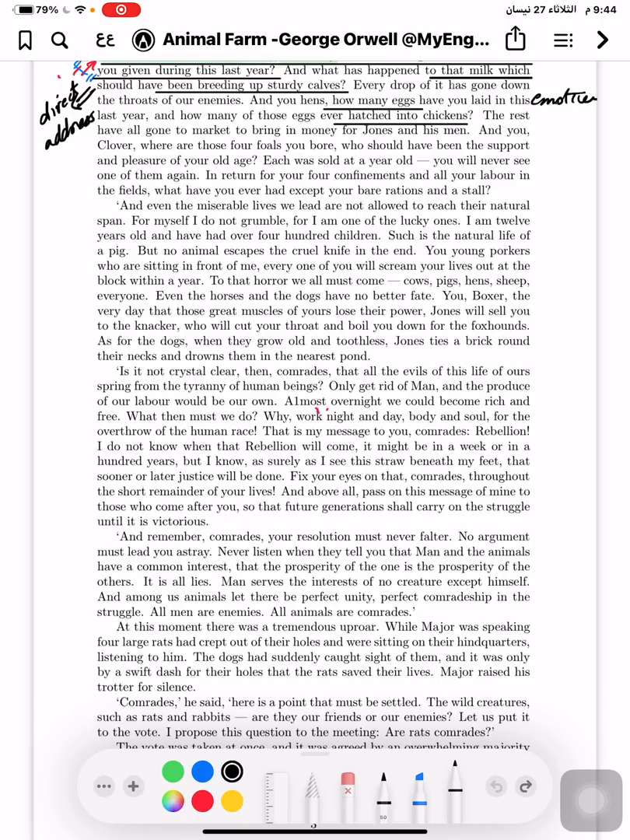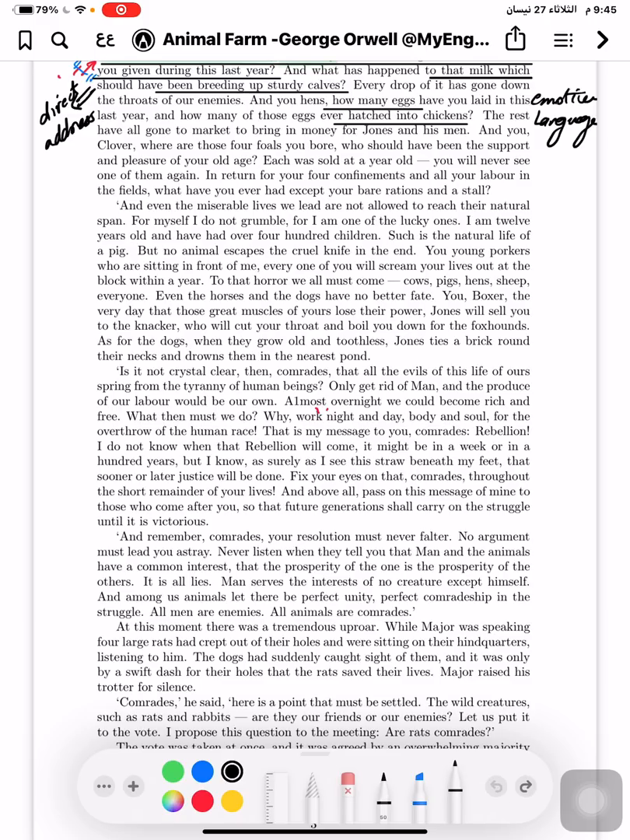This direct address and emotive touches continue when he now addresses the other animals. "You young porkers who are sitting in front of me, every one of you will scream your lives out at the block within a year. To that horror you all must come, cows, pigs, hens, sheep, and everyone." So he includes all the other animals as an example of the exploitation by human beings.